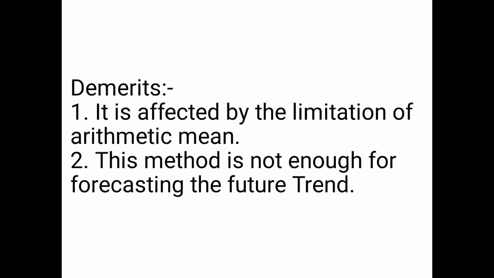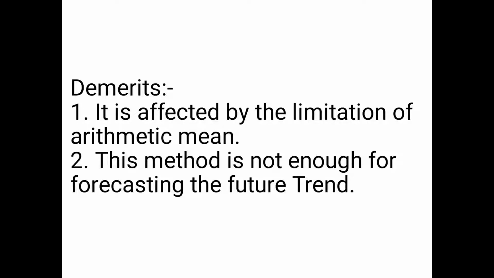Next, what are the demerits of it? It is affected by the limitation of arithmetic mean. Exact values you are unable to predict. This method is not enough for forecasting the future trend. We can draw a straight line by joining the 2 points of averages, and by extending the line, we can predict the future trend. In further problems, we will observe this.